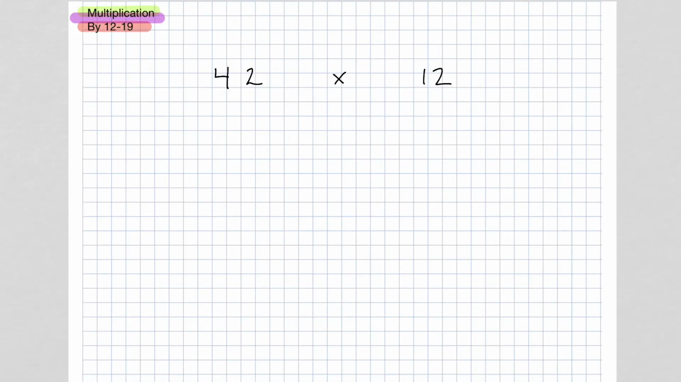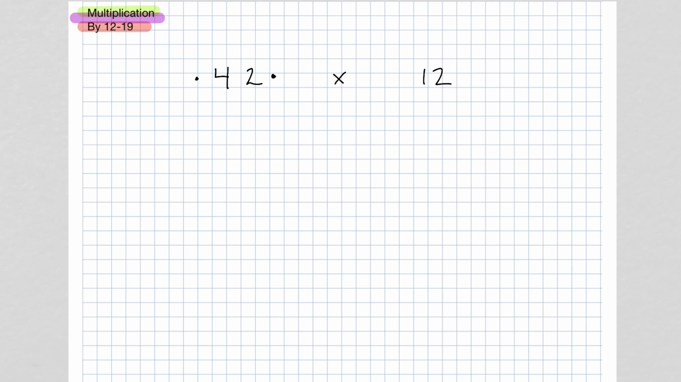Okay, here's a good trick, a quick technique, for when you're multiplying by 12 through 19. So here we have this number. We're going to be multiplying 42 times 12. What we want to do is put a dot on either side of this number, 42. You can put little dots like this.